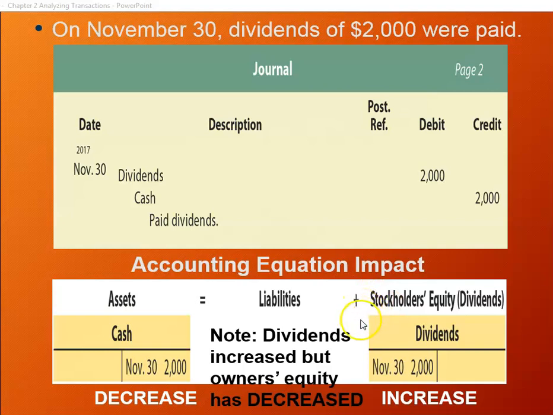Okay, because this $2,000, before we distributed it to an owner, it was a part of retained earnings. Those earnings have now no longer been retained. So don't get confused. When it says increase here, we're referring to the dividends account. The stockholders' equity account has actually gone down.